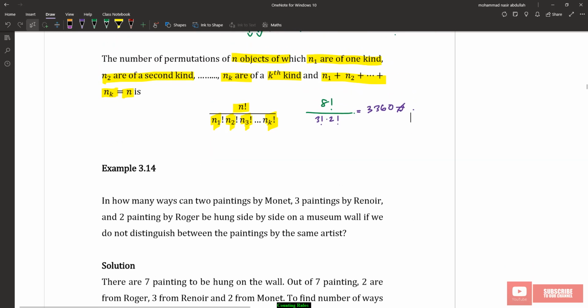Try to understand example number 3.14. We rest for 2 minutes.